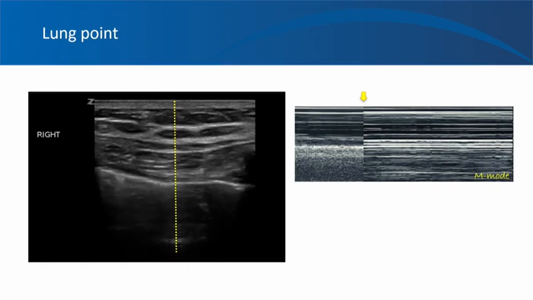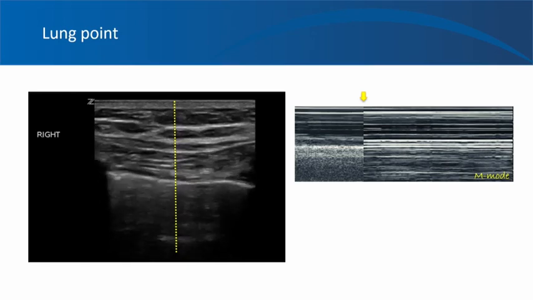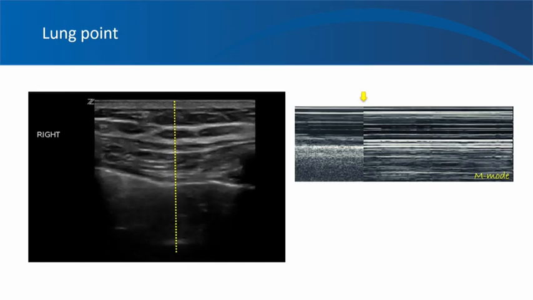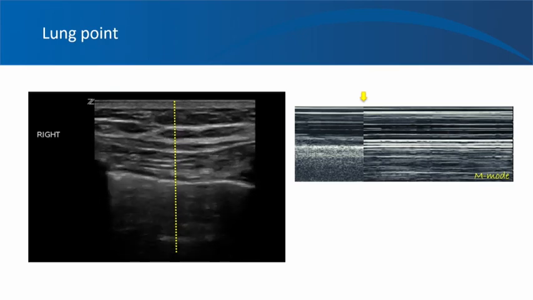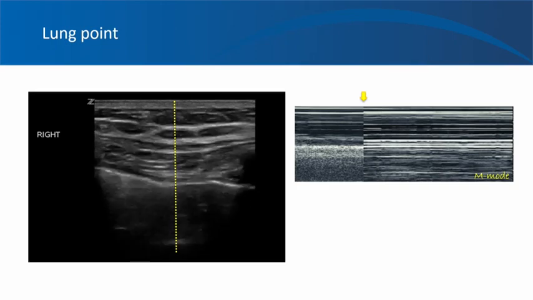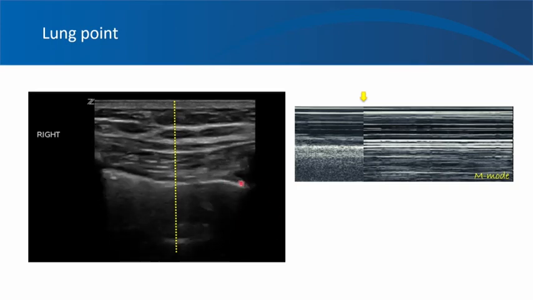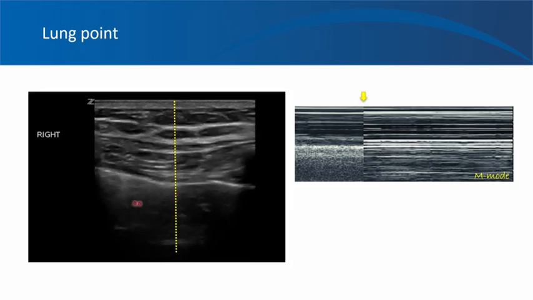And what is lung point? So lung point is the junction between sliding lung and the abnormal lung where there is no sliding. That means if the patient has pneumothorax, you are likely to find the lung point also. This is the abnormal lung where there is no sliding, and this is the normal lung. The junction between these is called the lung point.